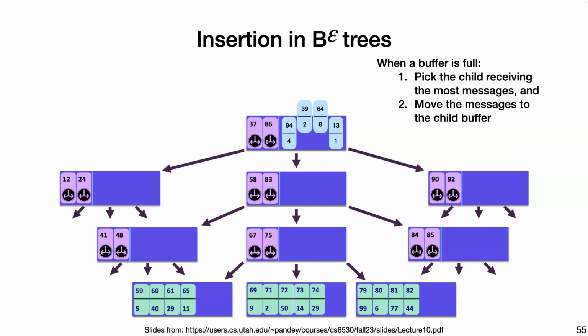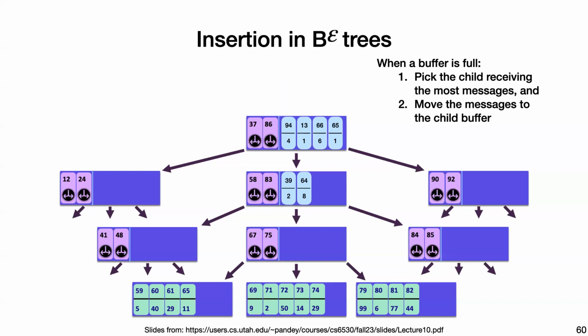So we're not going to flush everything here. We're just going to flush the target child with the most messages, but we're guaranteed by pigeonhole that this is going to be at least root B. Okay, so we took those and moved them into the target child buffer. And now we get some more stuff. This is 66.